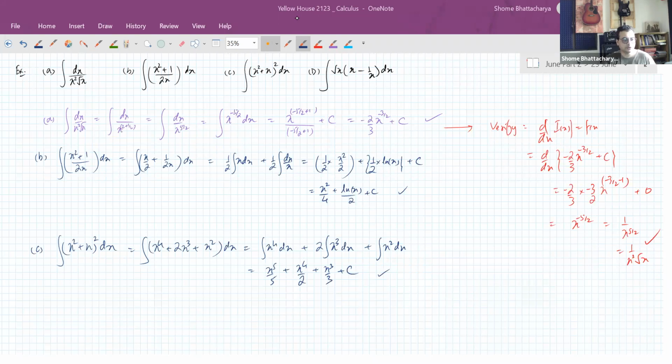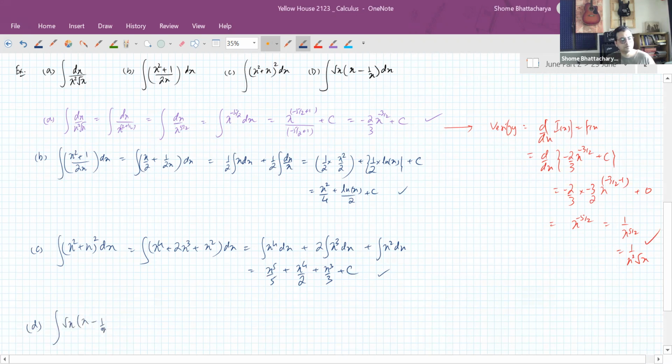Okay, very good. Most of you got all these correct. Okay, now let's come to the last one. So again, it's just a matter of simplifying this. This time, simplify using the distributive property of multiplication.